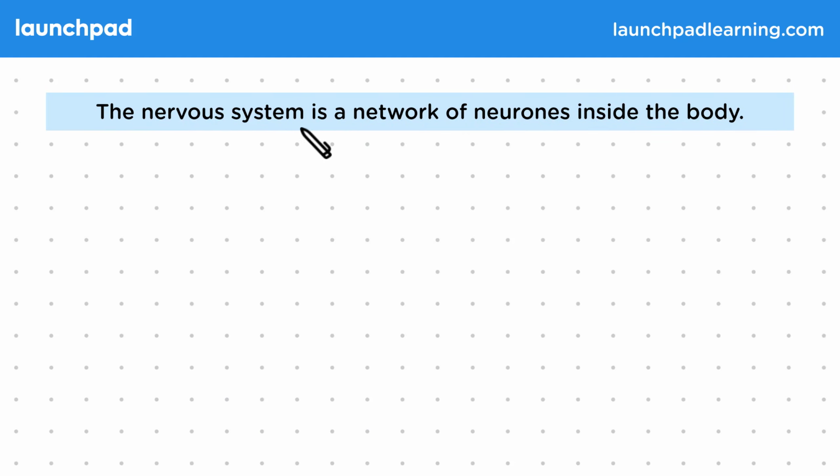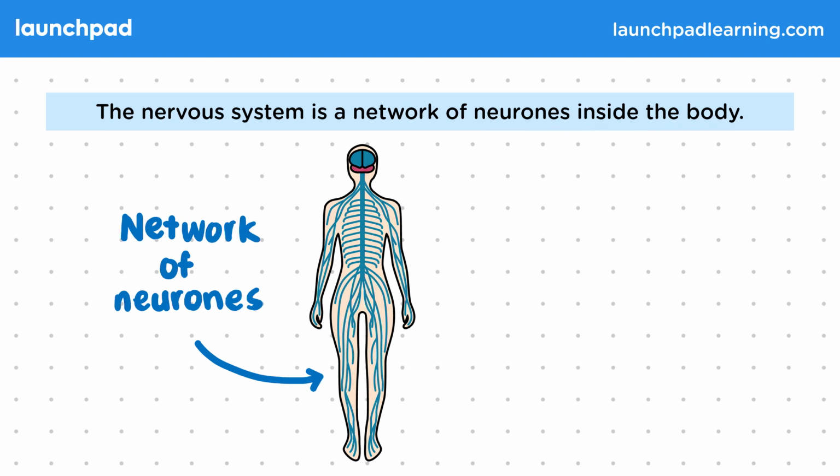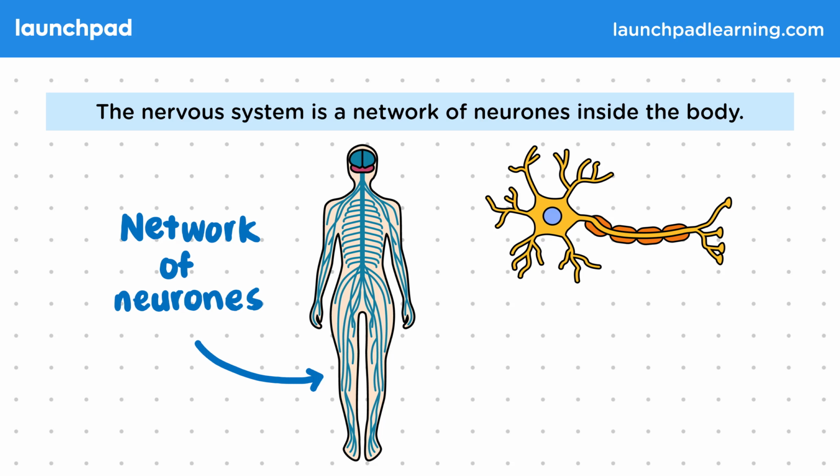The nervous system is a network of neurons inside the body. In this diagram, this network of neurons is shown in blue, and it reaches every corner of the human body. The neurons that make up every part of the nervous system look like this.